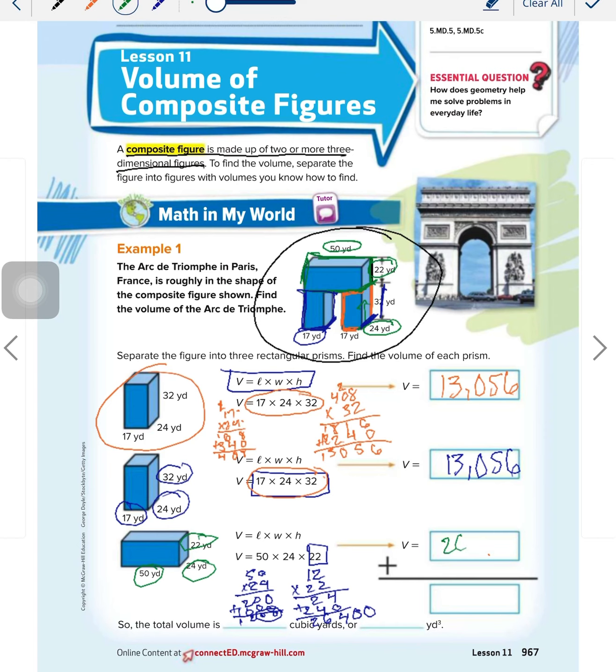So we get 26,400, and now we have to add it all together. So we have 6 plus 6 plus 0, which is 12. We carry the 1.